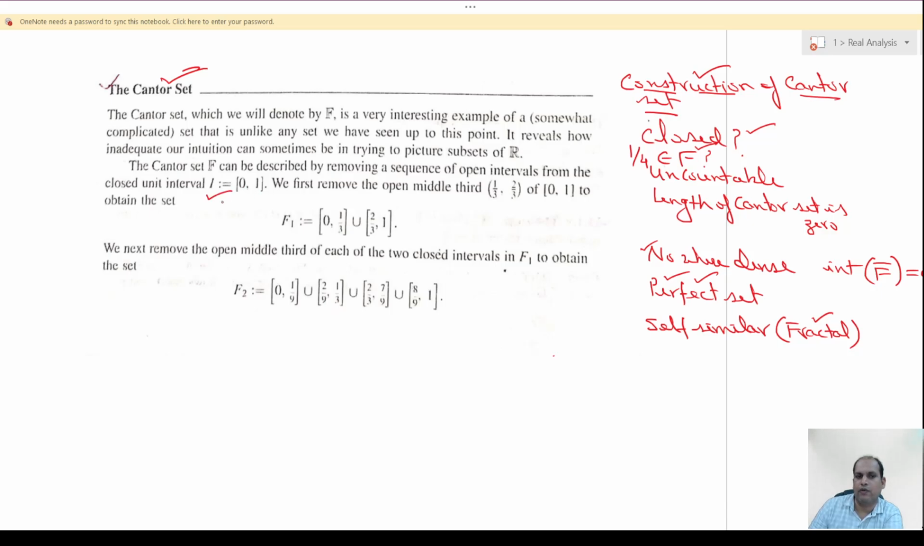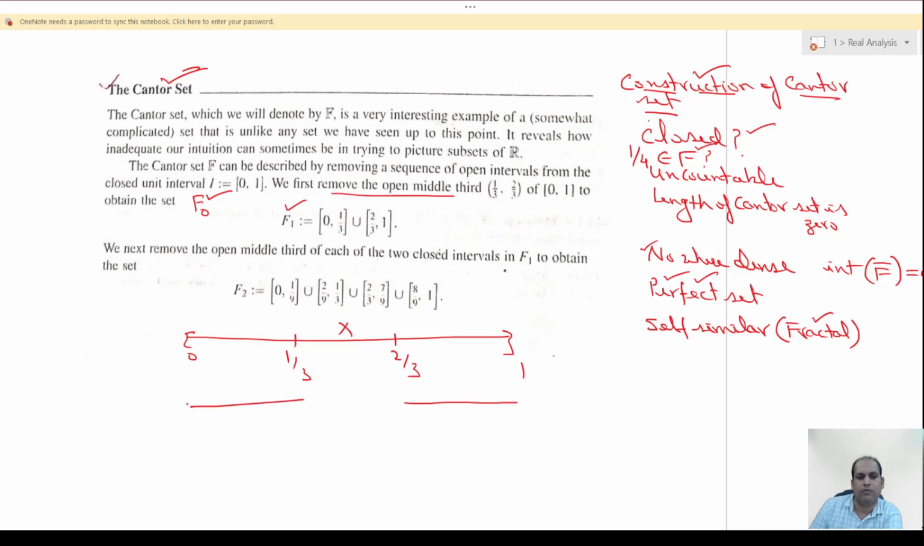Here F0 is the closed interval 0 to 1, then F1 is found by removing the open middle third, 1 by 3 to 2 by 3, from the closed interval 0 to 1. Suppose this one is F0. Let us divide it into 3 equal parts, 1 by 3 to 2 by 3, and remove the middle one. So, we will have this portion from 0 to 1 by 3 and from 2 by 3 to 1. The end points 1 by 3 and 2 by 3 are included in this F1. So, one can write F1 as the closed interval 0 to 1 by 3 union 2 by 3 to 1.